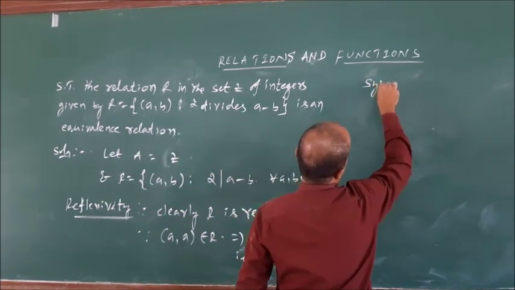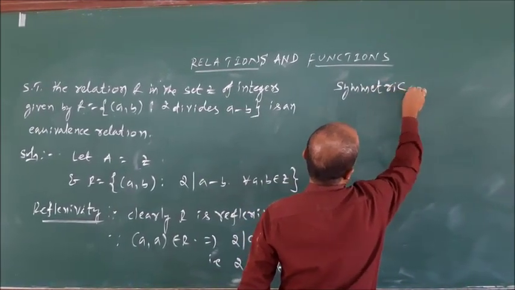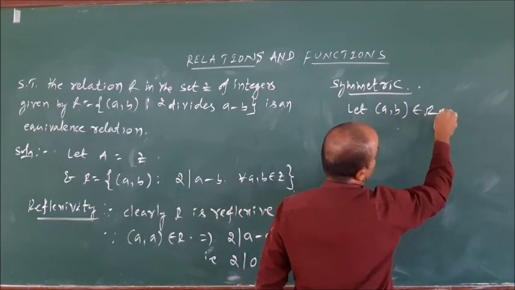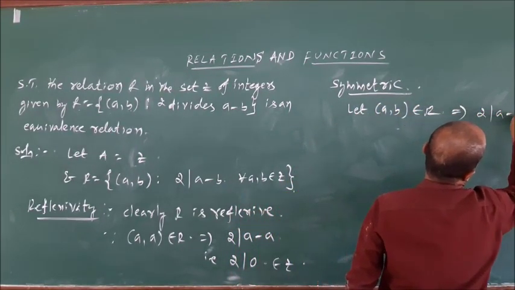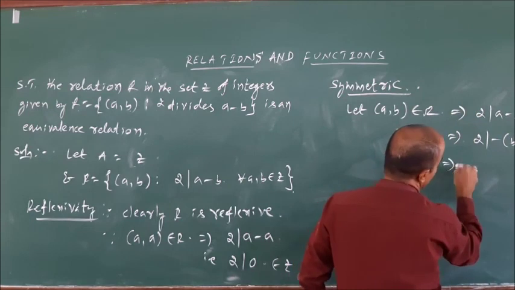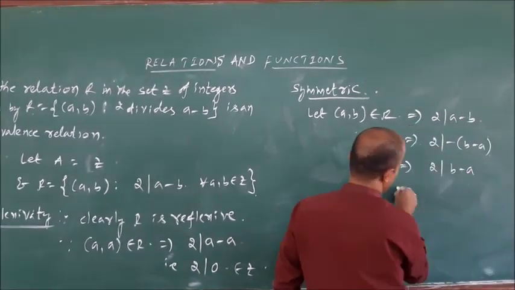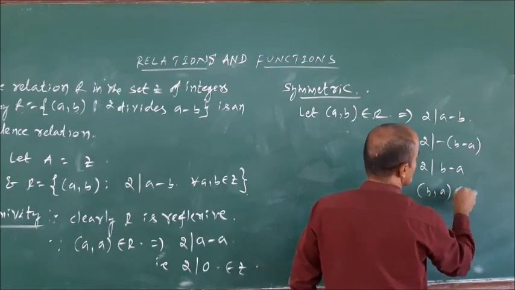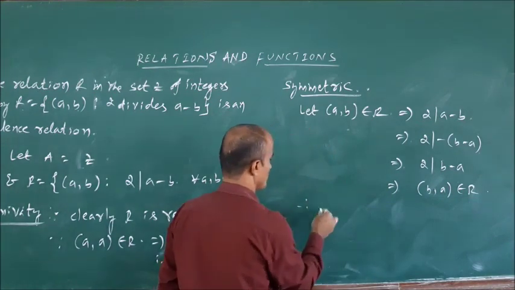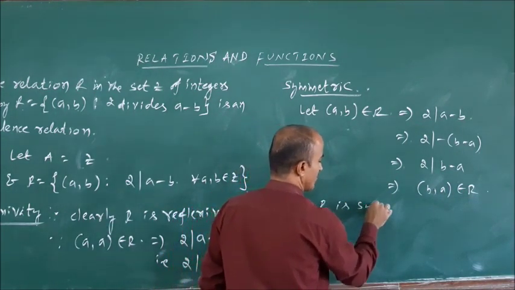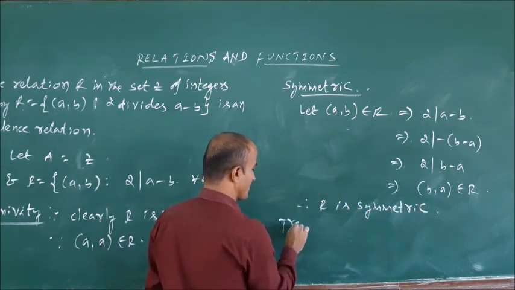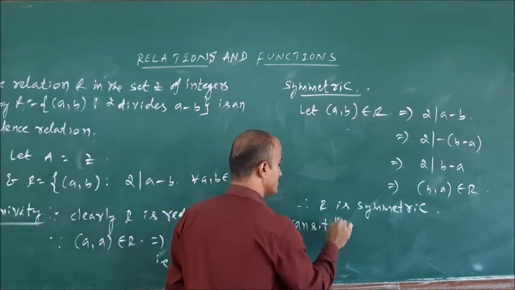Now symmetric. Let (a, b) belong to R, which implies 2 divides a minus b. That implies 2 divides minus of (b minus a). That implies 2 divides b minus a. And that implies (b, a) belongs to R. When (a, b) belongs to R implies (b, a) belongs to R, therefore R is symmetric.